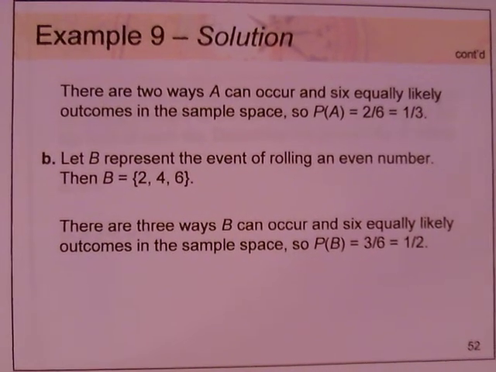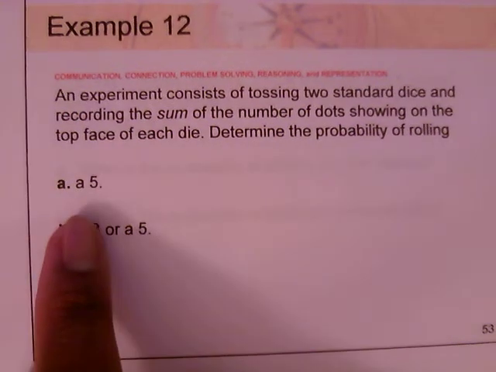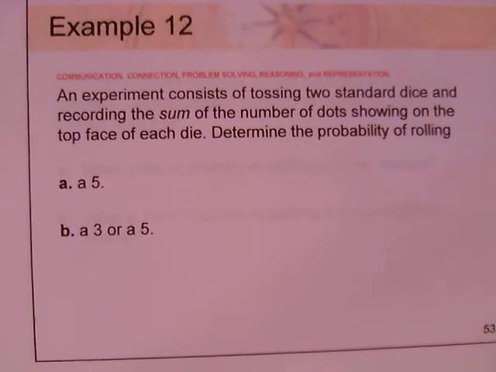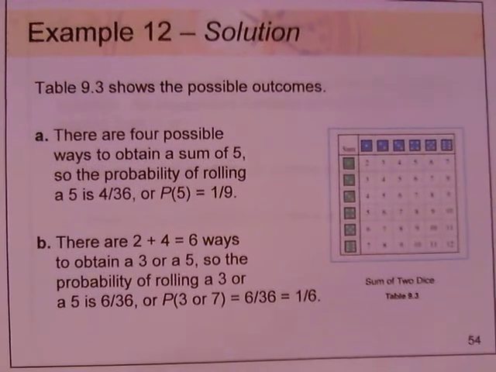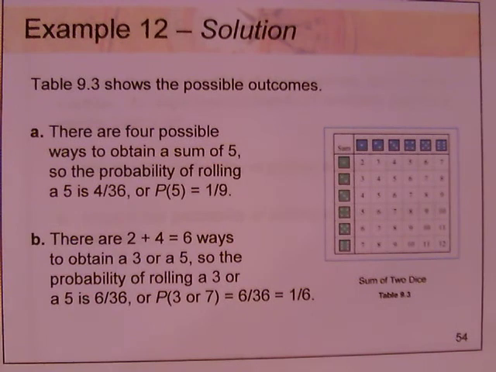Let's take a look at this example, number 12. An experiment consists of tossing 2 standard dice and recording the sum of the number of dots shown on the top face of each die. Determine the probability of rolling, in part A, a 5, and in part B, a 3 or a 5. So in this case, this is what table 9.3 represents over here. The possible outcomes of rolling 2 fair dice.